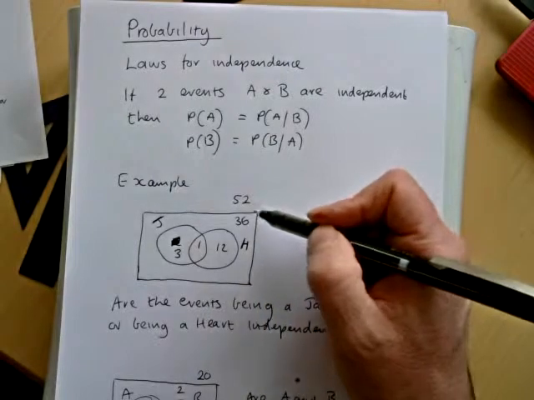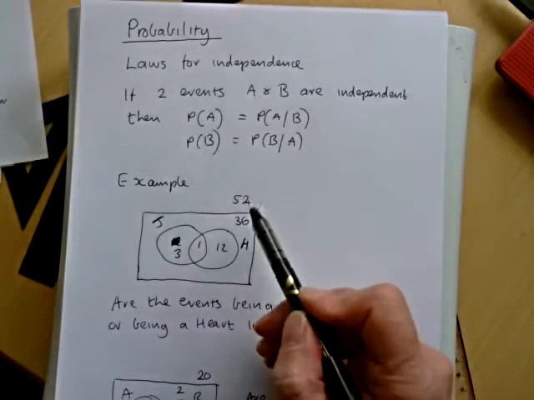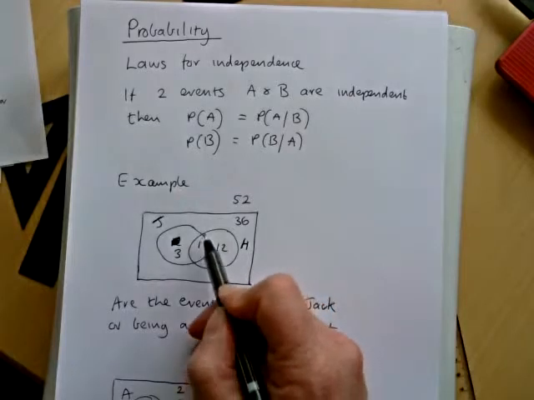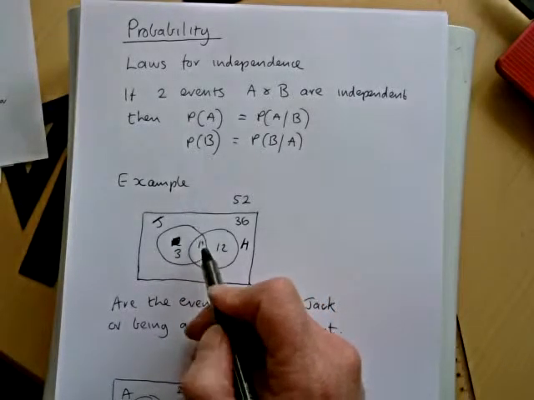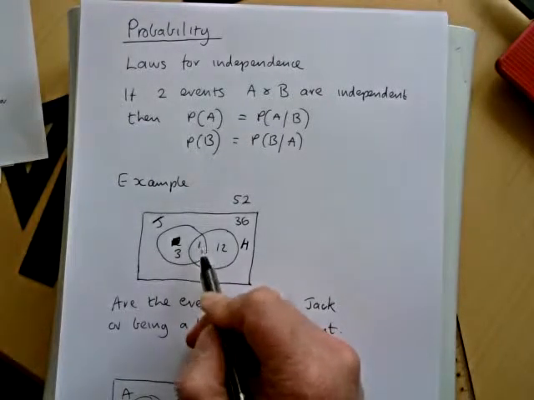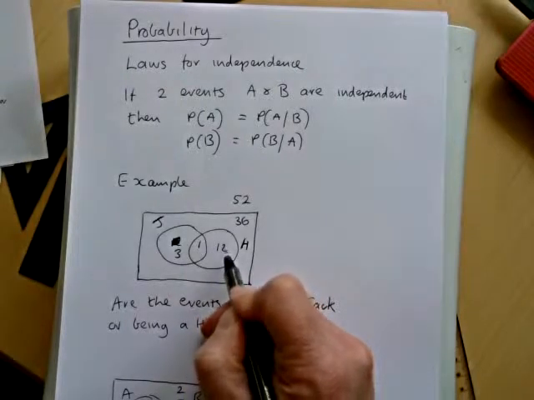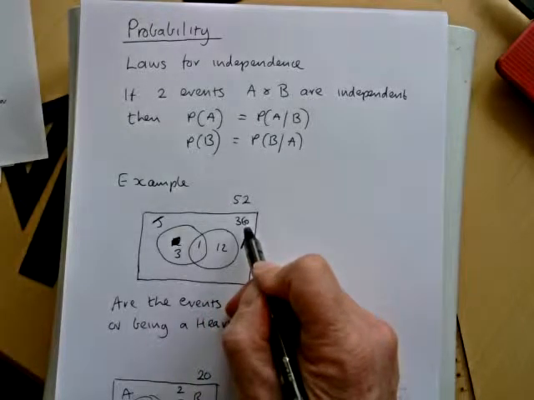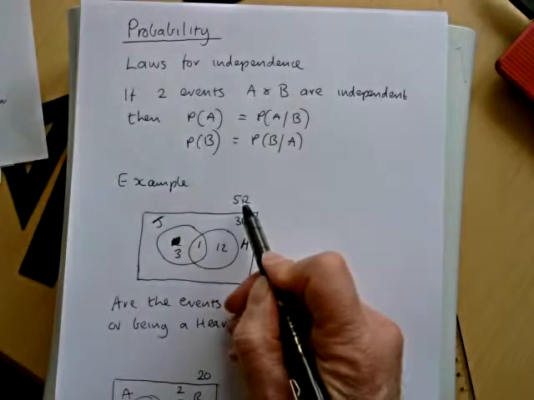So a classic example is the one to do with playing cards. In the playing card example, we're looking at whether you're a jack or a heart. Now there are 4 jacks in a suit of cards. There's 4 suits, and each suit has 1 jack. So there's 3 jacks that are not hearts and 1 jack that is a heart. There's then 13 hearts in the suit. 12 of those hearts are not a jack, and 1 of them is a jack. And then there are 36 cards that are neither a heart nor a jack, making the total of 52.